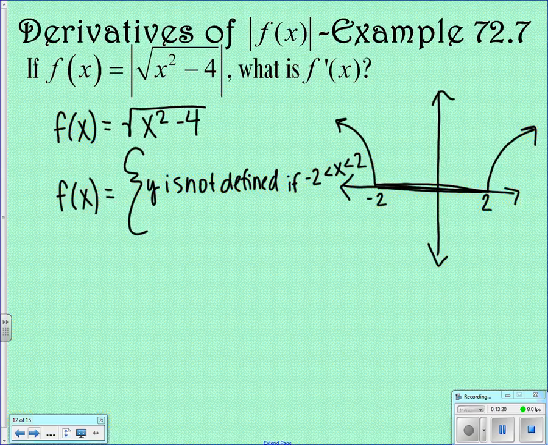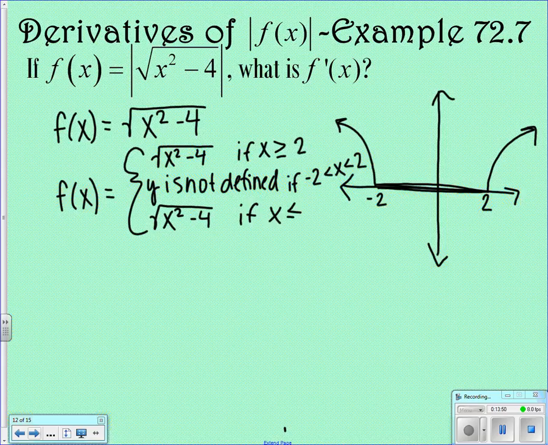And then it's x squared minus 4 if x is greater than or equal to negative 2. And then it's the square root of x squared minus 4 if x is less than or equal to negative 2.